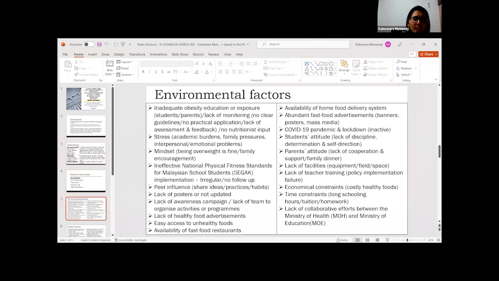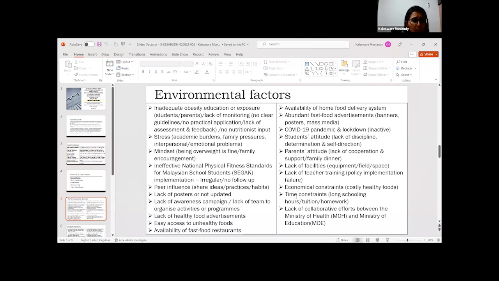Mindset: some family members think that being overweight is fine. Since most of the family members are overweight, they tend to encourage others to eat more and be overweight as well. Ineffective SIGA implementation: even though we have SIGA, it is not regularly done and there are no follow-up actions after the assessment, causing implementation failure. Peer influence: students share lots of ideas, practices and habits together. When these are about unhealthy eating habits, they will definitely follow them, leading to obesity.